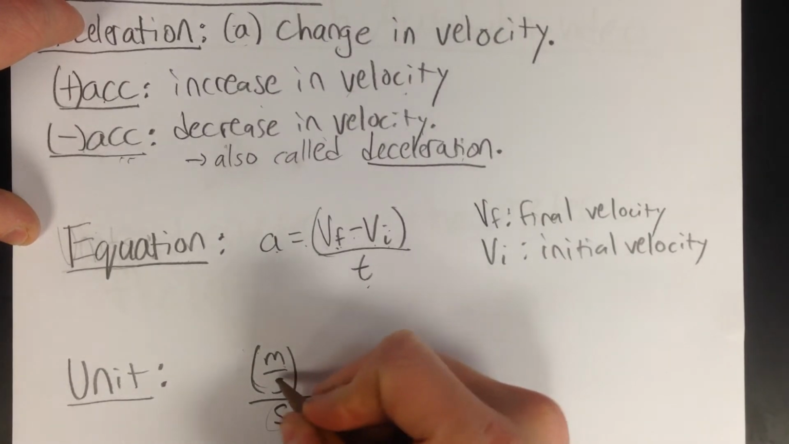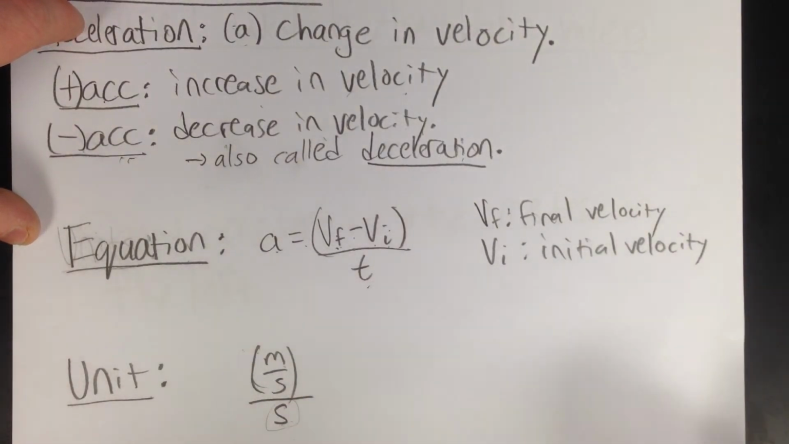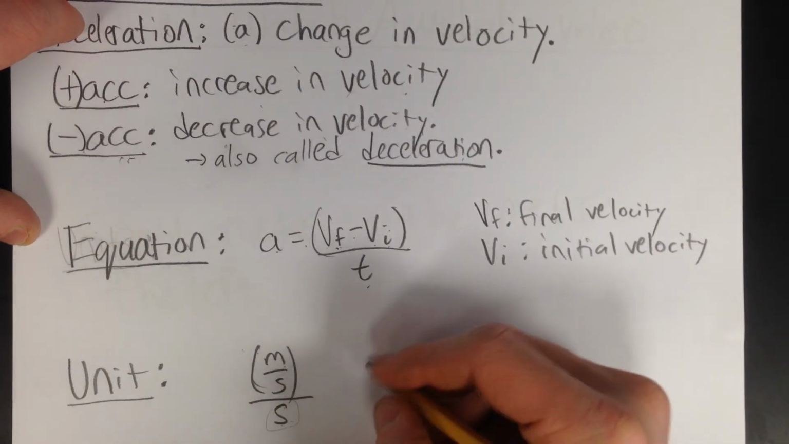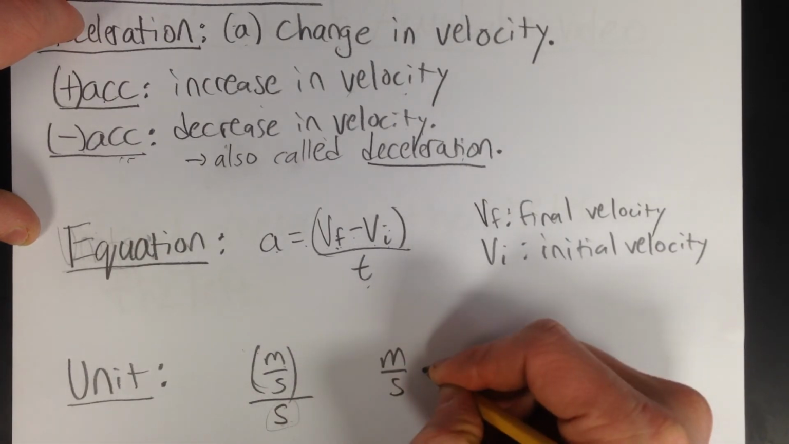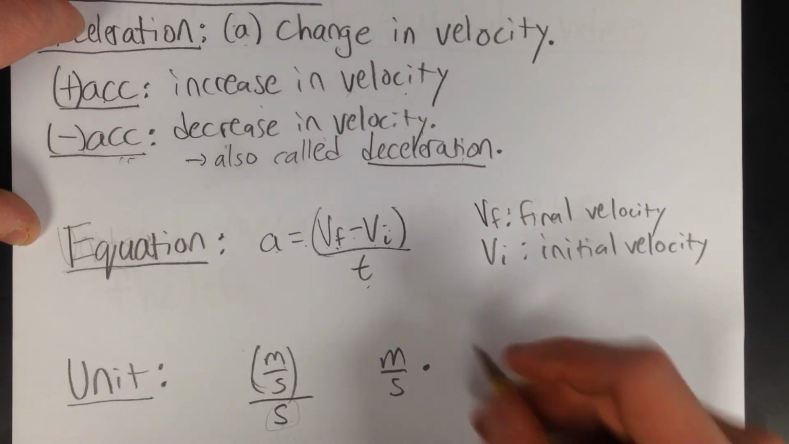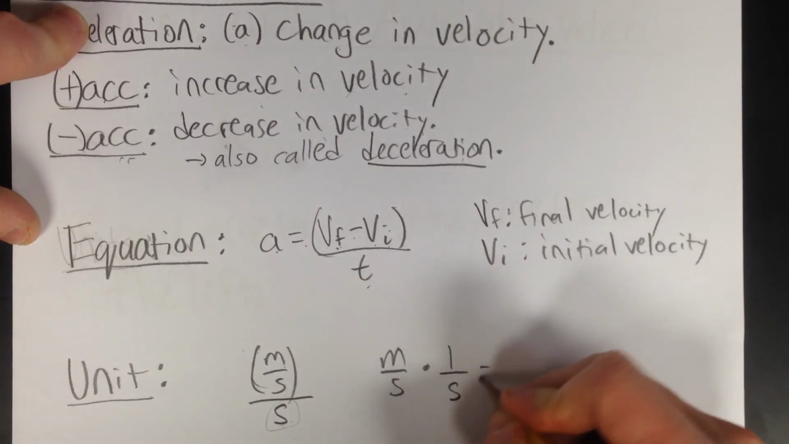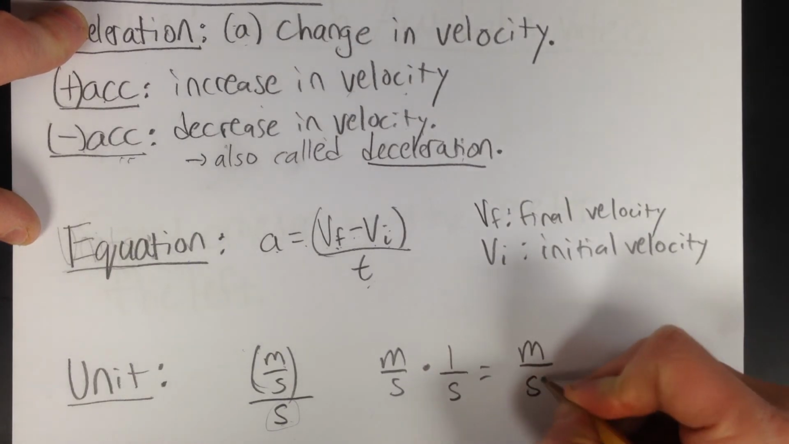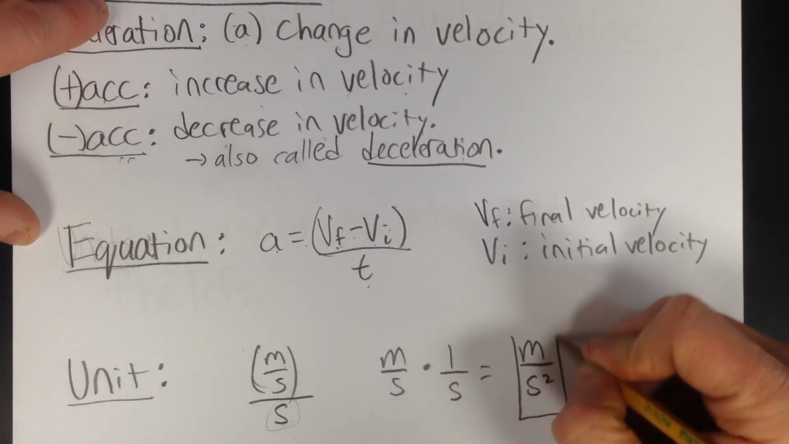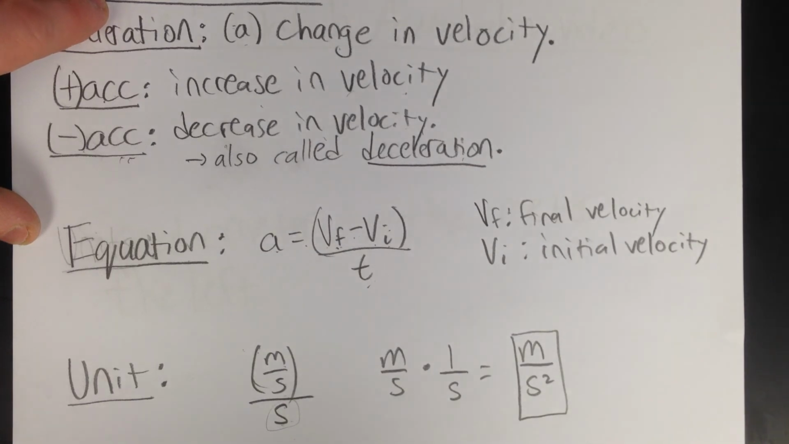But what we usually do, instead of dividing meters per second by seconds, is we do this. We take the meters per second from the top and we multiply it by the reciprocal of seconds. And that gives us a more compact unit. And the one we're going to use is called meters per second squared as the unit for acceleration.